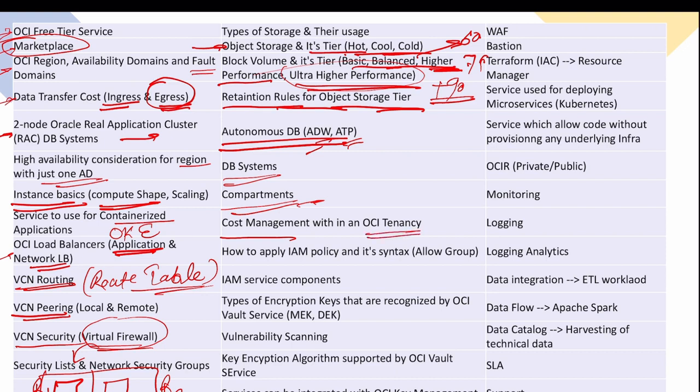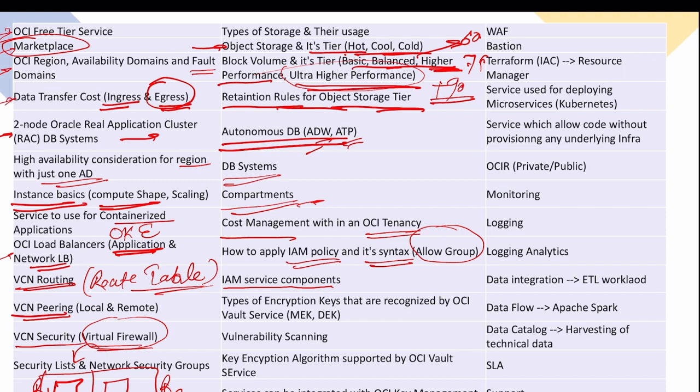We have 3 services available: OCI budget, usage report, and compartment quota. How to apply IAM policy, that we have already seen. We can apply policy by attaching the policy to the compartment where we have the resources, and there is syntax for the policy. It starts with allow group, that we need to remember. We will talk about the IAM service components. So users, groups, dynamic groups, compartment, policy, these are the components of IAM services.